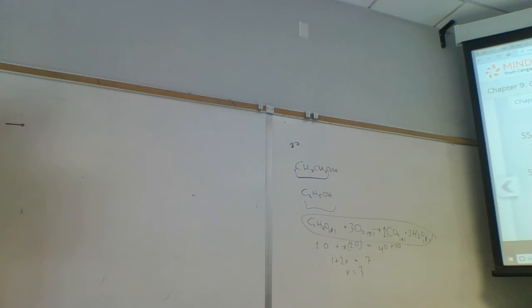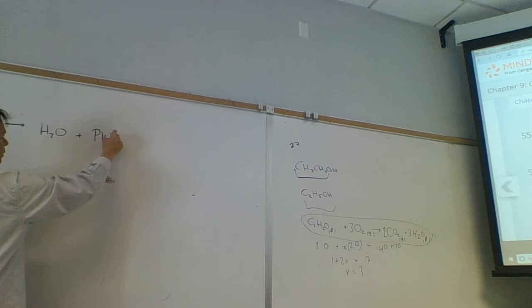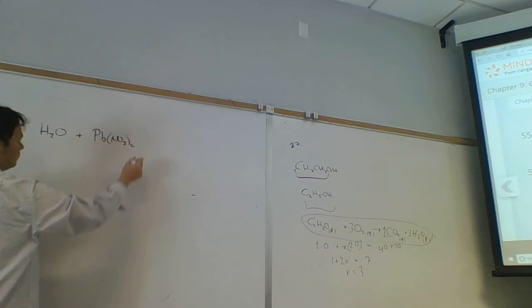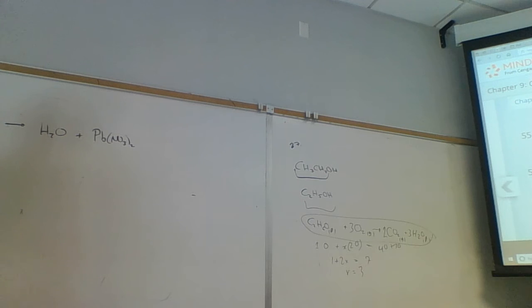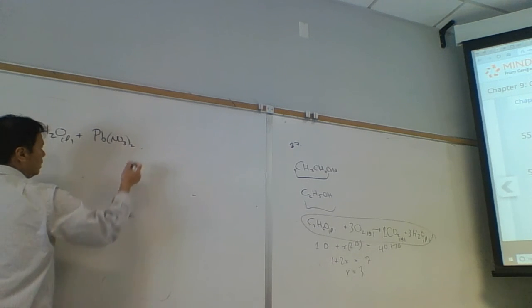So here we are going to get hydrogen and hydroxide. Hydrogen hydroxide forms H2O. And here we're going to get lead 2 nitrate. What's the formula for lead 2 nitrate? Okay, H2O is a solid, liquid, gas, or aqueous? Liquid. Pb(NO3)2, all nitrate salts are soluble, means it's aqueous.